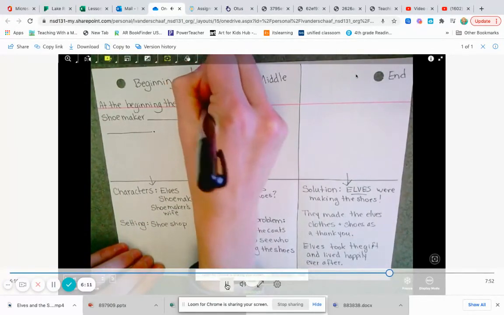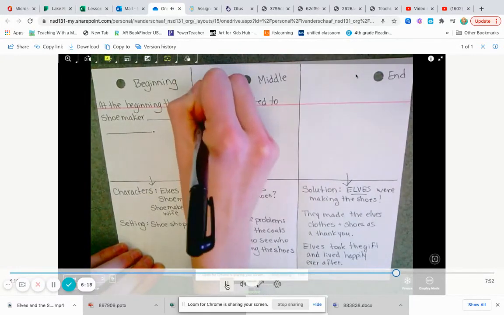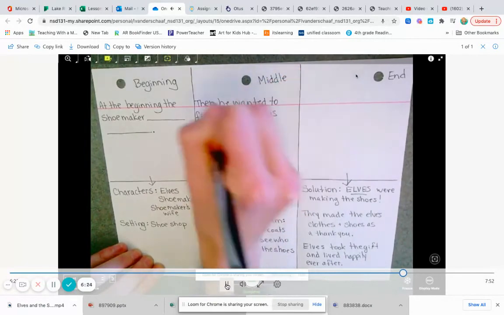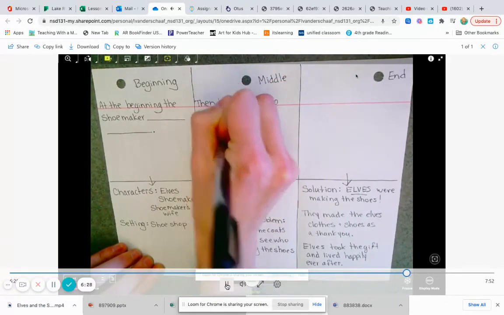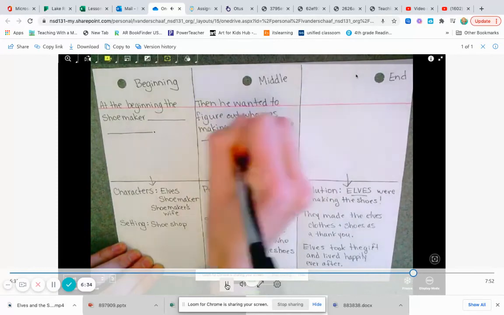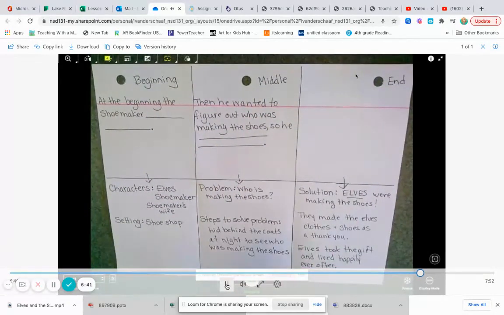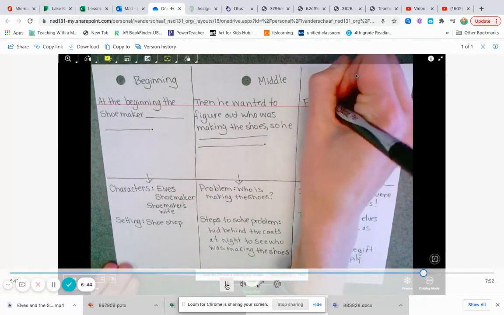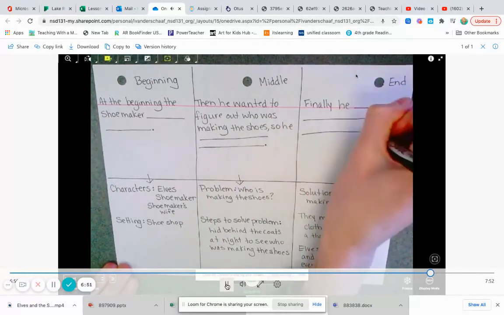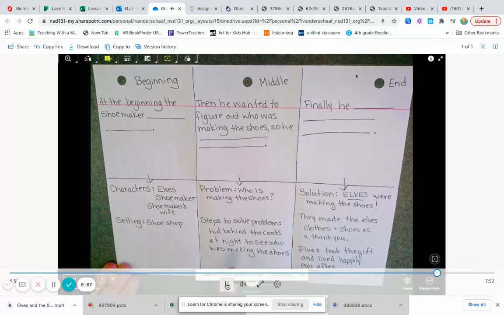So we can say, then he wanted to figure out who was making the shoes. So he, what? What did he do? You, again, might have to write another sentence or two there. And then the last part, you want to wrap that up. Tell me what happened at the end of the story. Finally, he what? Now, again, remembering that the beginning, middle, and end are going to be complete sentences. These are going to be like a retell, like a summary of the story. These pieces down here are going to be those notes.